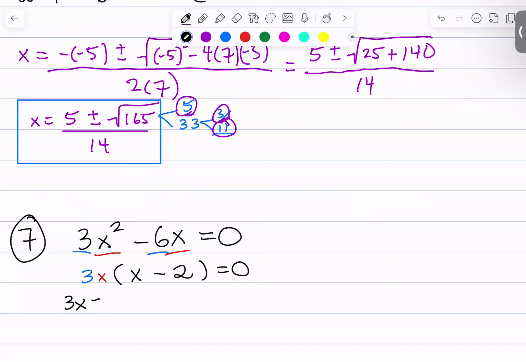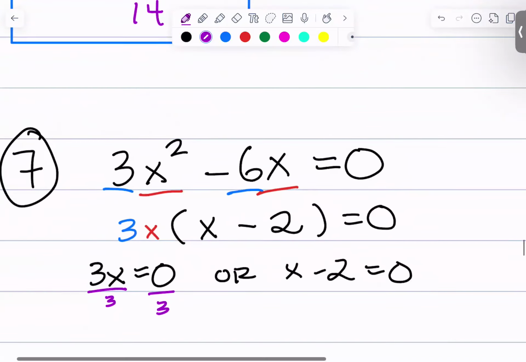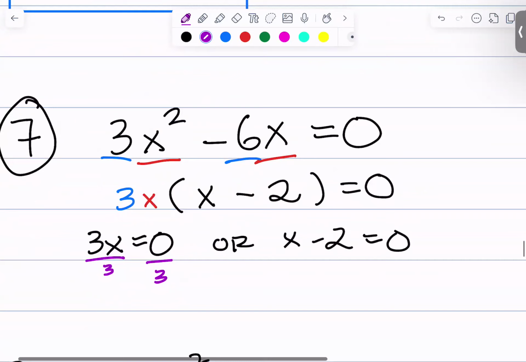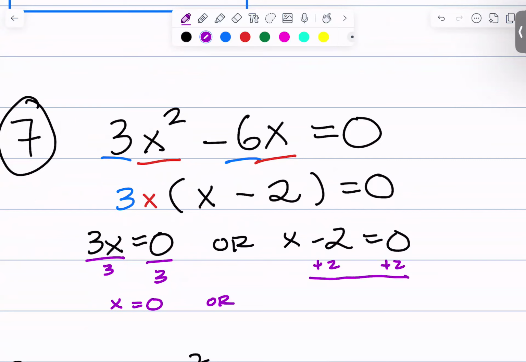So 3x can equal 0, or x minus 2 can equal 0. So then if I divide this by 3, divide this by 3, I'm going to get x equals 0, or add 2, and then x equals +2.